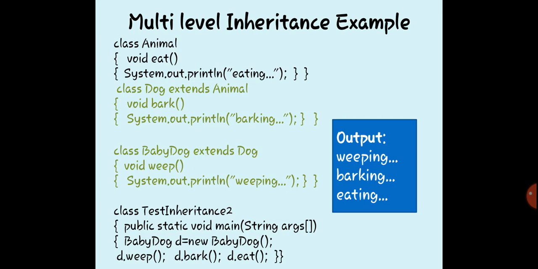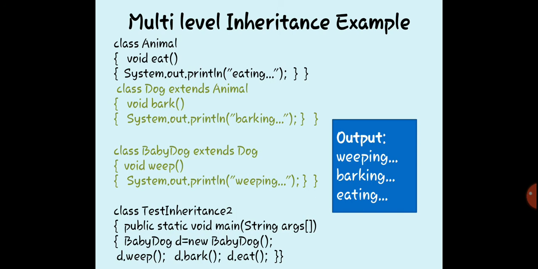This is the example. Animal is the base class, and Dog extends Animal. Dog is the first derived class, and BabyDog extends the second class Dog. Then there are two derived classes and one base class. I hope you understand. Dog inherits Animal and BabyDog inherits Dog.